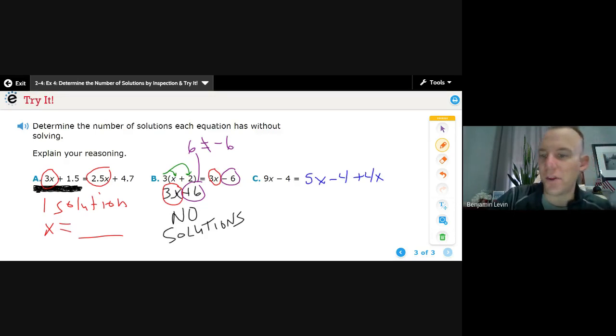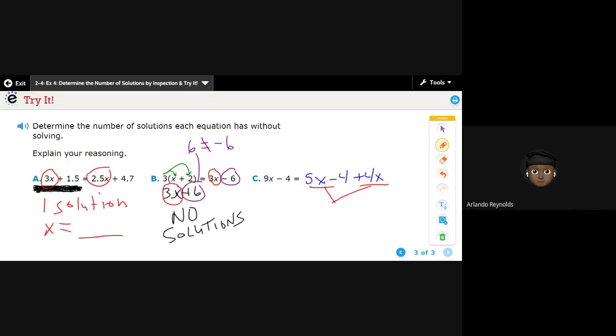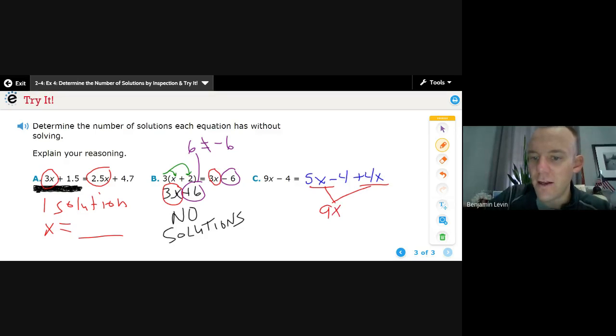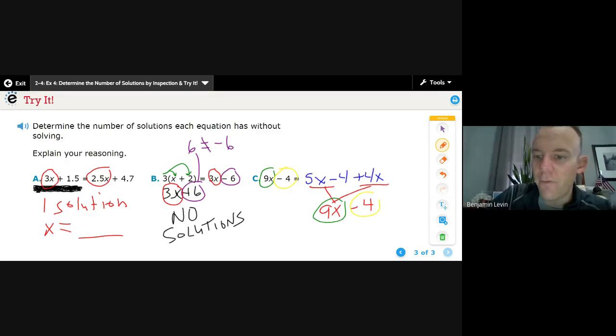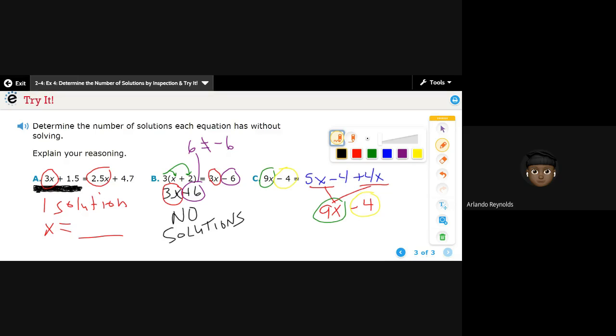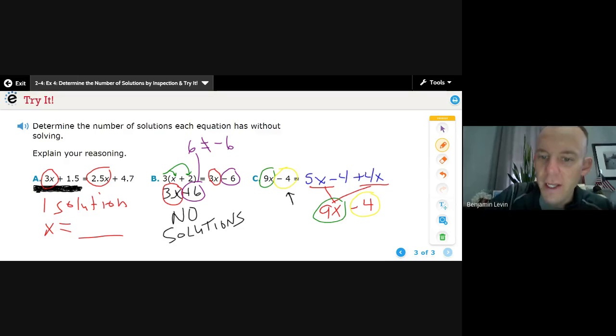So that kind of gives away what the third one is, but let's look at it just for the sake of it. We have to combine these two things, right? We have like terms here. 5x plus 4x, that's 9x, minus 4. So we have a 9x and we have a 9x, the same number of x's. Now we look at -4. -4 equals -4. That's a true statement.